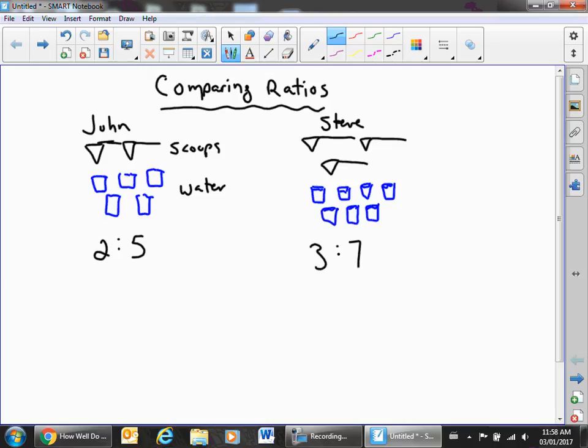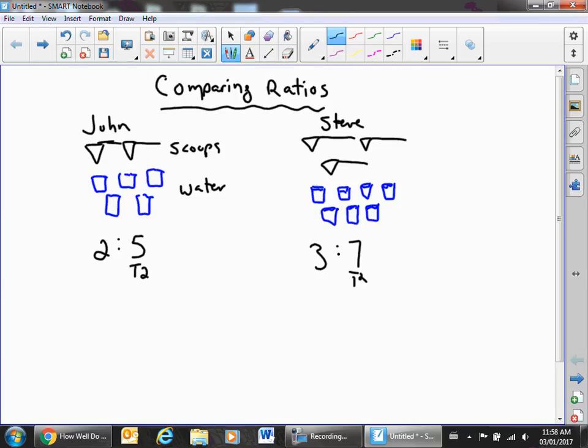So the question is whose coffee is stronger? So who has got the strongest ratio of coffee to water? Well, in order to do that, we need to find a ratio equivalent. So if we imagine for a second that we've got term 1 and term 2, but imagine for a second this is like numerator and denominator. So term 2 would be kind of like your denominator.